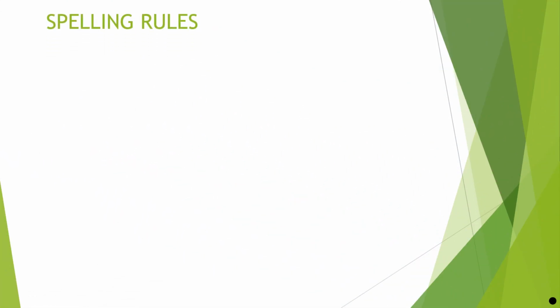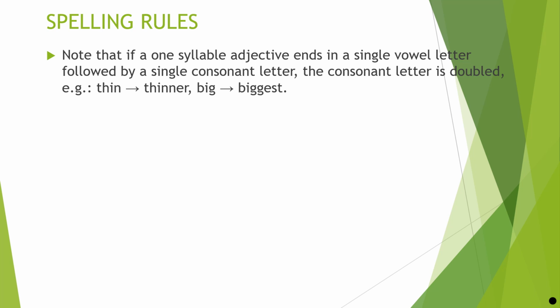Next rule is spelling rules. Note that if a one-syllable adjective ends in a single vowel letter followed by a single consonant letter, the consonant letter is doubled. Thin, as you can see, ends with the consonant letter N, and I is a vowel. So thin will become thinner, big will become biggest.